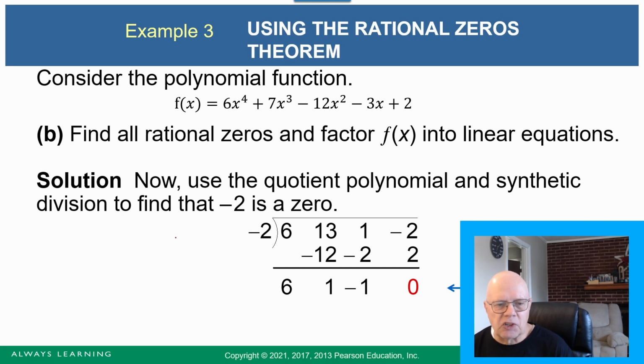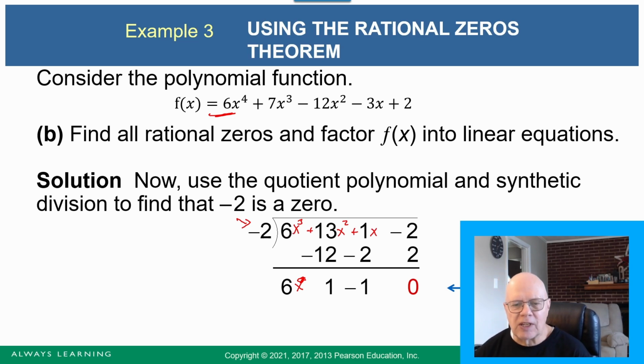Now we can use the negative 2. But notice we don't have to use the negative 2 with the original one because we've narrowed it down to 6x cubed plus 13x squared plus 1x minus 2. So all we need to do is use these coefficients with synthetic division and see if negative 2 is a 0.